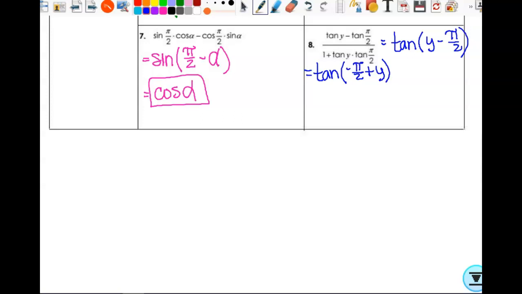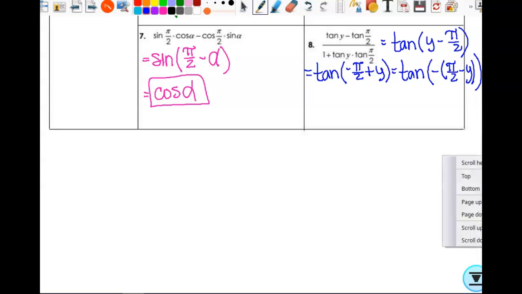Now be careful where you factor this negative out to. This is still going to be the tangent of negative, and then this is pi halves minus y. See what I did there? Because remember, you can't just factor it all the way out in the front. It doesn't work that way.